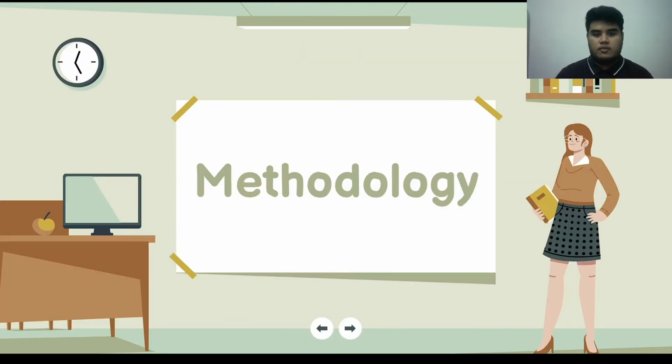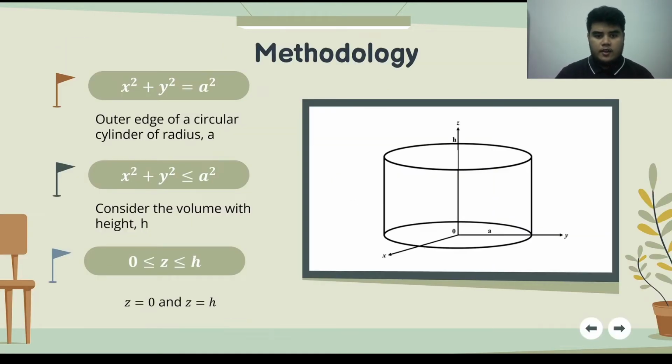Next one is the methodology. As we all know, the equation for the outline of a circle of the cylinder is x squared plus y squared equal to a squared, and a is the radius. And we can consider the region with the volume and also the height h. The equation of the region is x squared plus y squared smaller than a squared. And also from the region of 0 smaller than z smaller than h, we can get the value of z equal to 0 and also h.